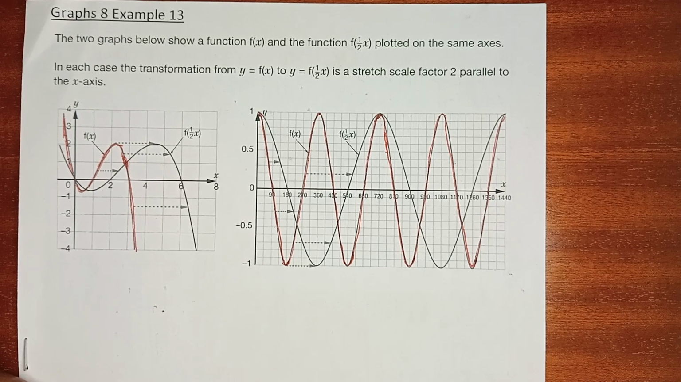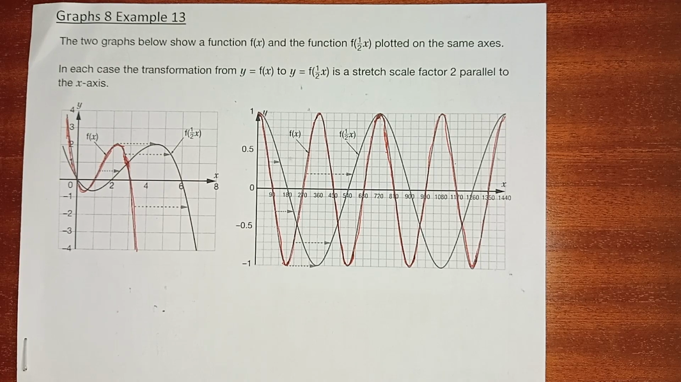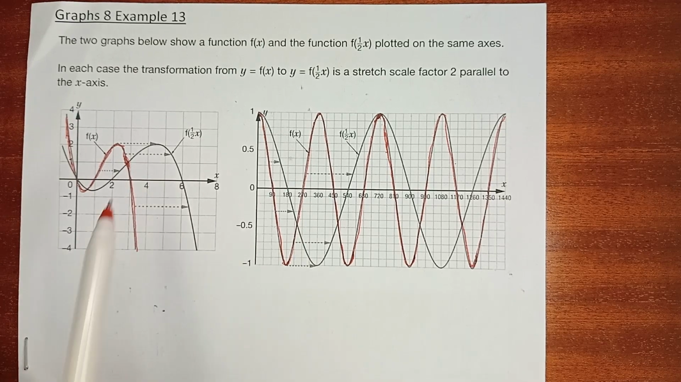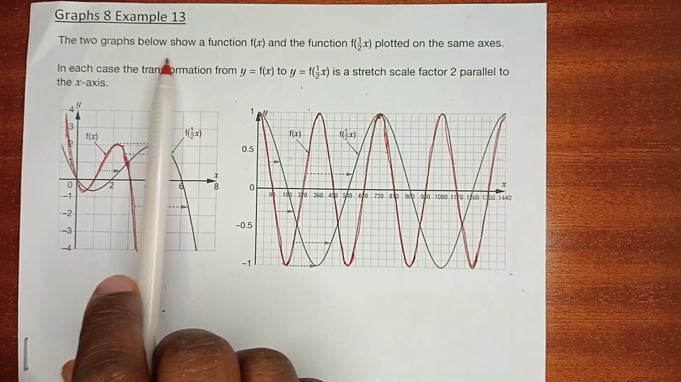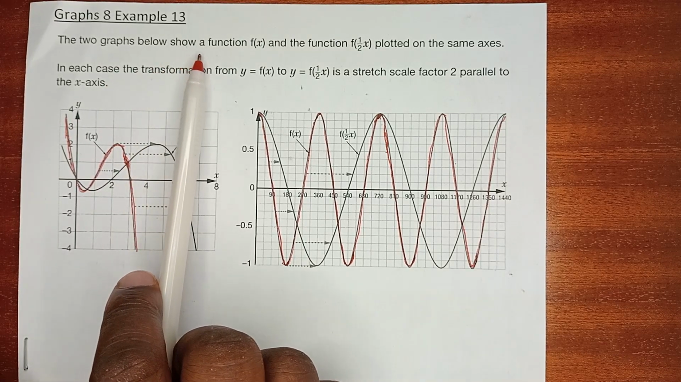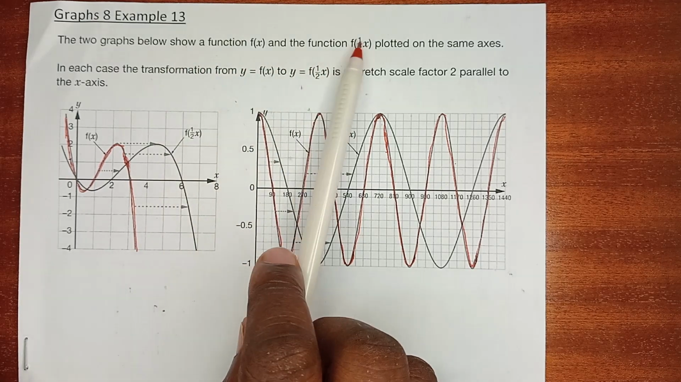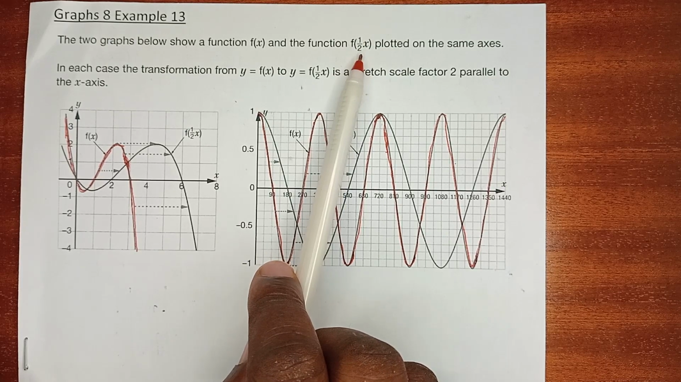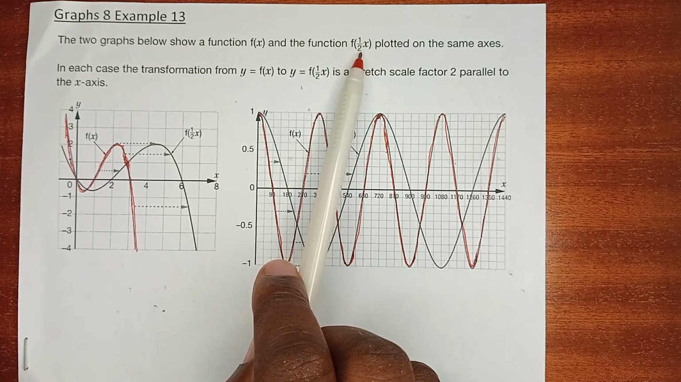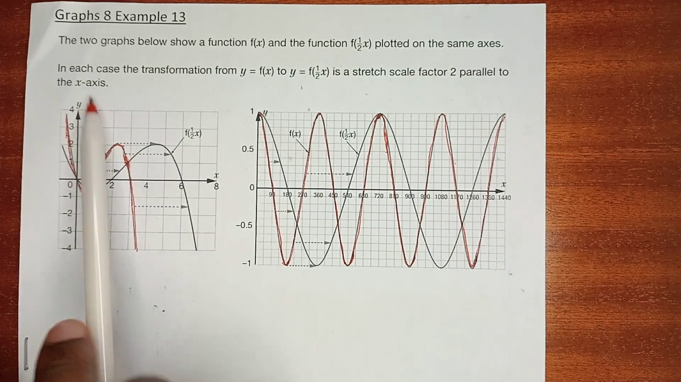And in this video I want us to explain example 13 of graphs 8. We're still looking at transformation, and this time round we are specifically looking at stretch. We are told that the two graphs below show a function f(x) and the function f(a half x), note the presence of a half inside the bracket, plotted on the same axis.